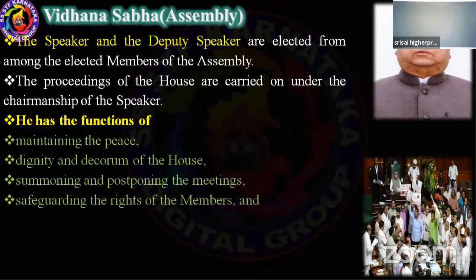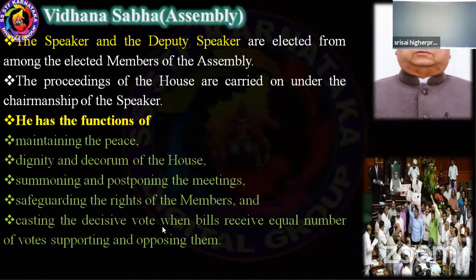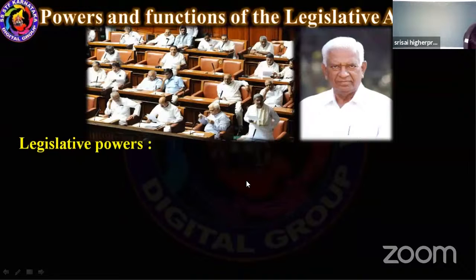Safeguarding the rights of the members. He has to protect the rights of all the MLAs on the session day, and cast the decisive vote when bills receive an equal number of votes supporting and opposing them. Whenever any bill gets equal numbers of votes in the session, in this situation he also has a right to cast his vote. He can cast his vote in support or in opposition.